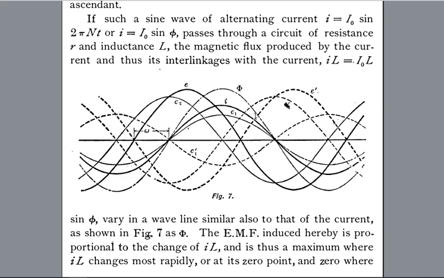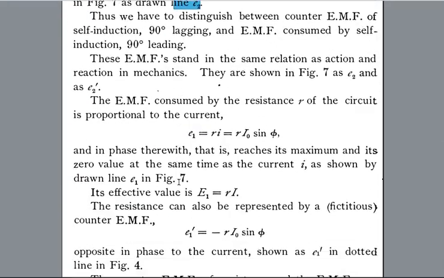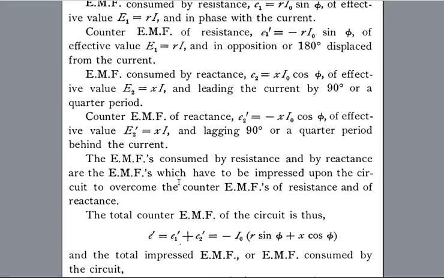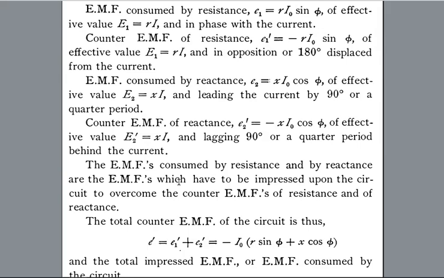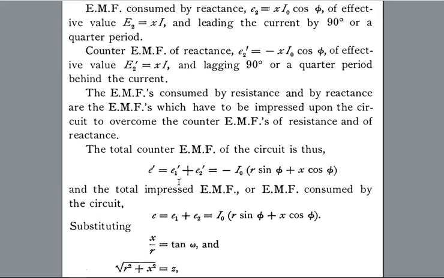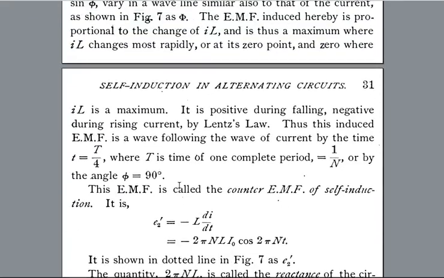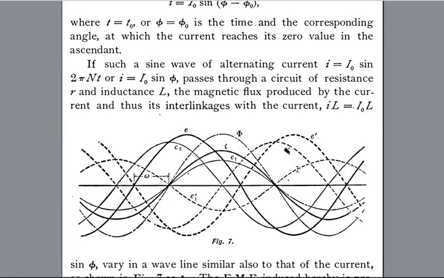The electromotive force consumed by the resistance R of the circuit is proportional to the current, E₁ = RI₀ sin φ, and in phase therewith, that is, reaches its maximum and its zero value at the same time as the current I, as shown by drawn line E₁ in figure 7. Its effective value is E₁ = RI. The resistance can also be represented by a fictitious counter-electromotive force, E₁′ = −RI₀ sin φ, opposite in phase to the current, shown as E₁′ in dotted line in figure 7. The counter-electromotive force of resistance and the electromotive force consumed by resistance have the same relation to each other as the counter-electromotive force of self-induction and the electromotive force consumed by self-induction or reactance.